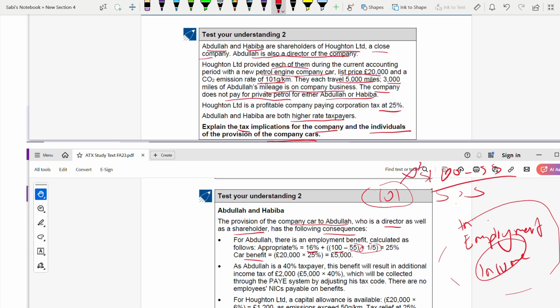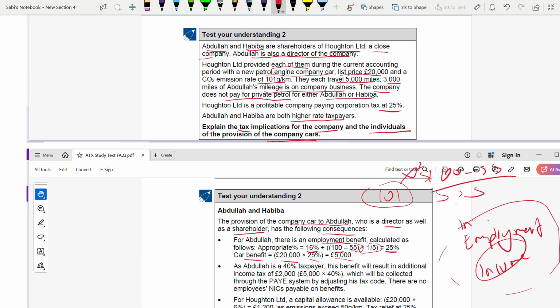16% is the highest. It's a petrol car, so you add. And this is the percentage. So this percentage you apply to the list price. List price is 20,000 and you get the percentage. So this is the car benefit, 5,000. This is your employment benefit.